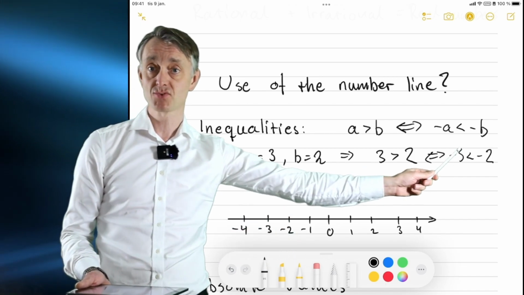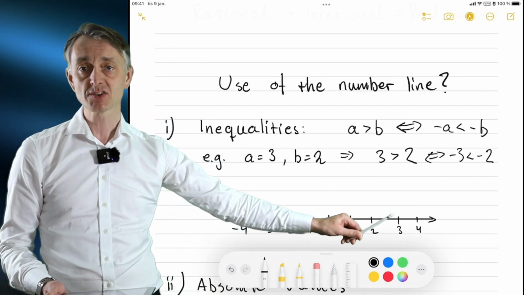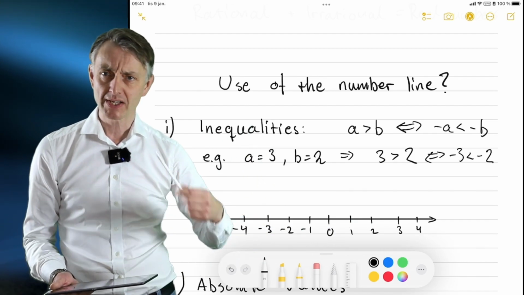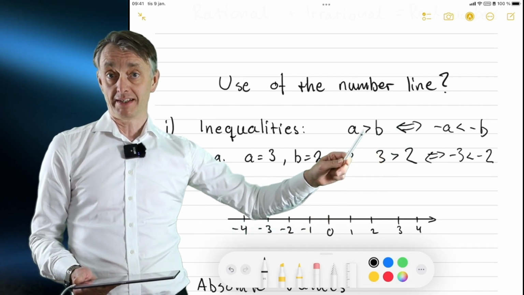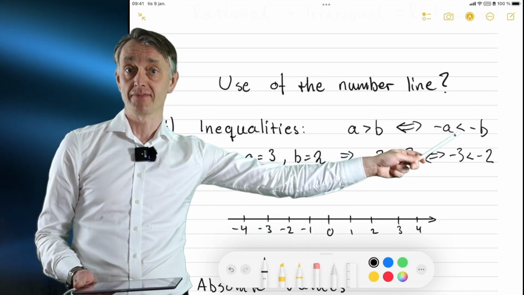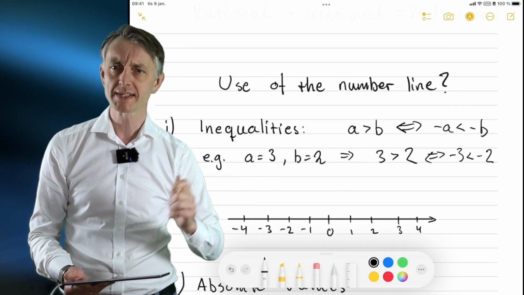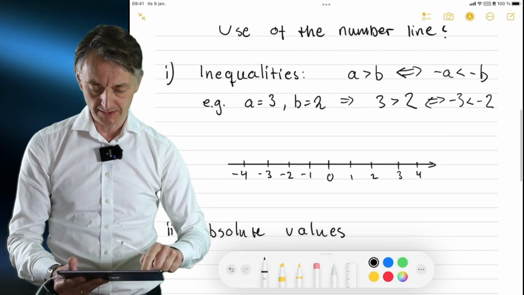So, this is true. Here you can see that this number line is quite useful when we want to illustrate inequalities. And sometimes when you do algebra, it's useful to know that if this is true, then that is true, and vice versa. You will see that later on in the course. So that was one example of what use you can have of the magical number line.